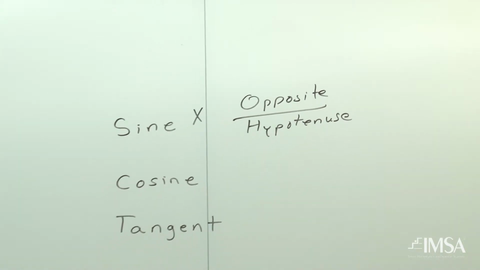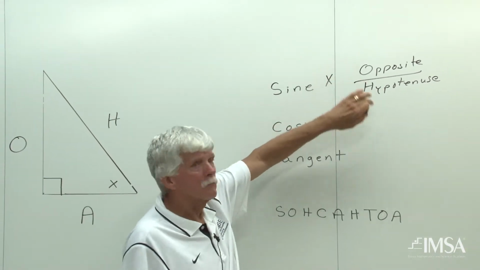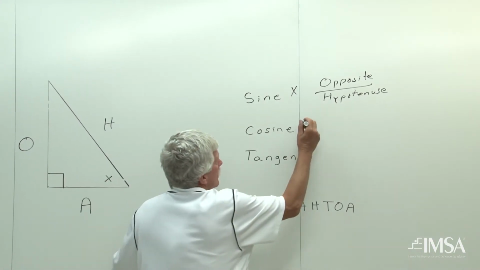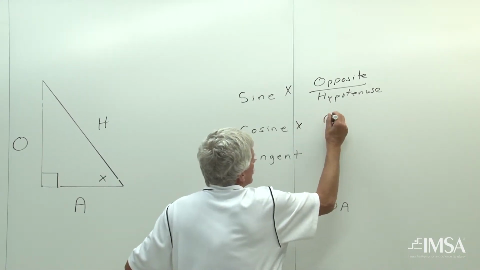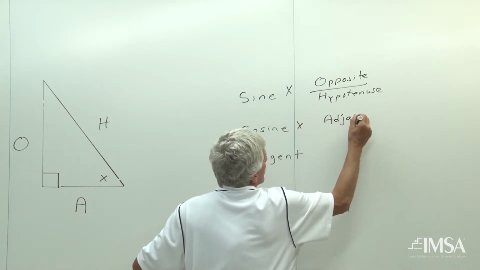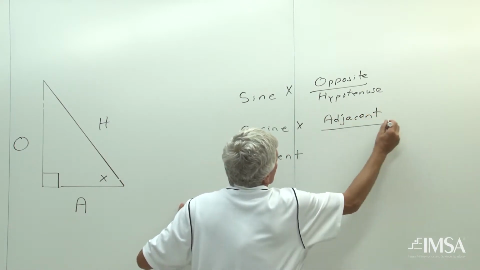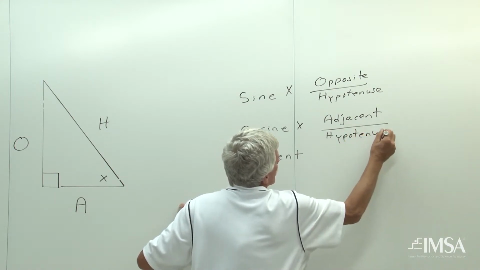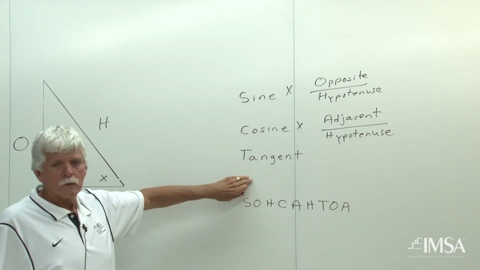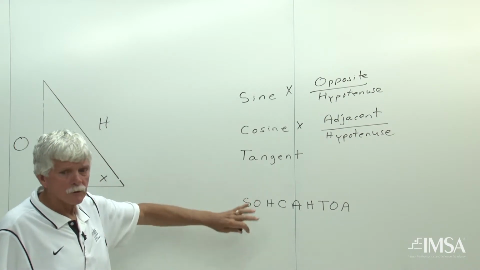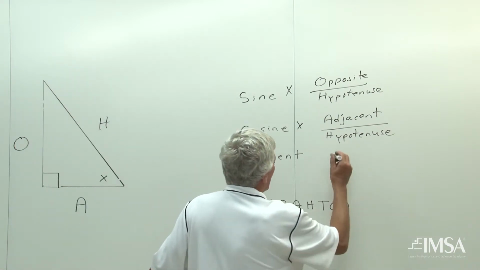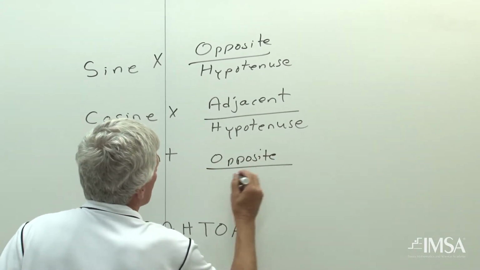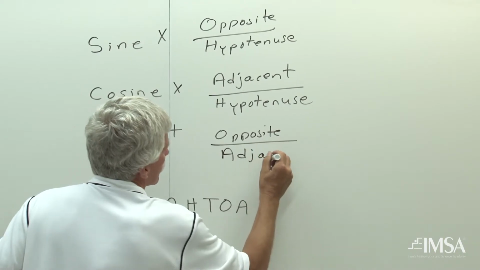To determine the cosine, and again, these are just ratios, as you can see, we're putting the numbers together, set up as a ratio. For the cosine of x, we have the adjacent side divided by the hypotenuse. The tangent, another relationship between the sides, is the opposite side divided by the adjacent.